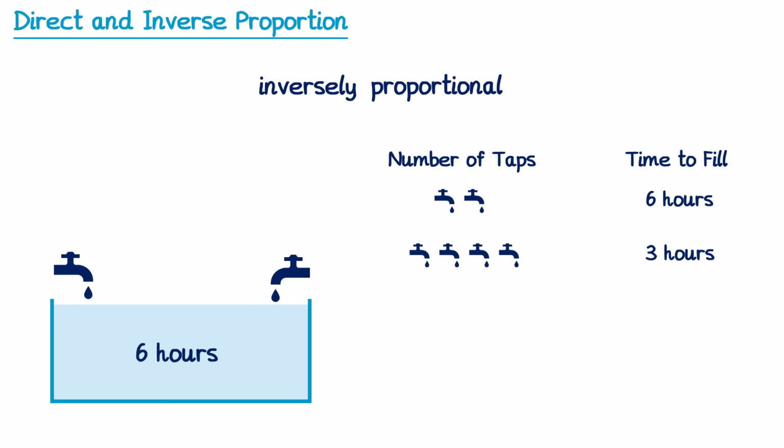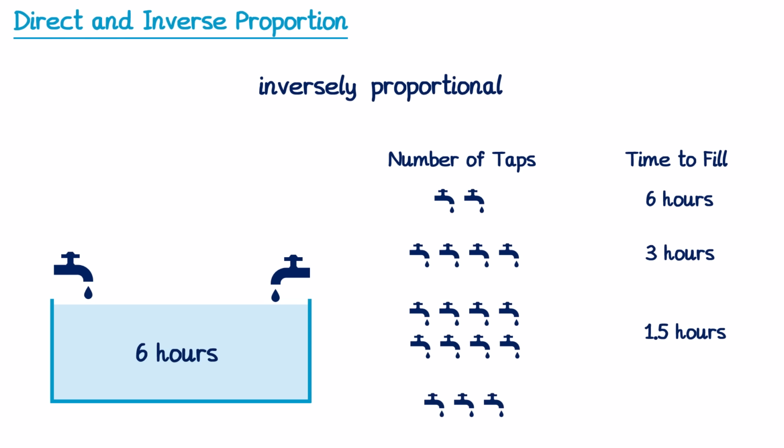And if we do this again, let's double the number of taps from 4 taps to 8 taps, well, we would need to halve the time. So we halve 3 hours to get 1.5 hours. So if we continue to double the number of taps, we'll continue to halve the amount of time. But what if we wanted to know how long it would take with 3 taps? This is a bit trickier.